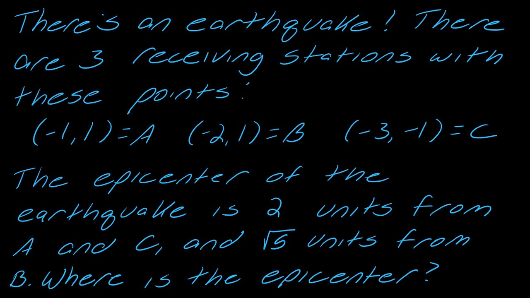So just to show you one other way that this could present itself, same idea where you need to use graphing. So let's say there's an earthquake. Ah, everyone panic. Okay, so there are 3 receiving stations that have these 3 points. And the epicenter of the earthquake is 2 units from stations A and C and square root of 5 units from station B. So where's the epicenter? Really what this is saying is that these distances are the radii of circles, and these receiving stations are the centers.